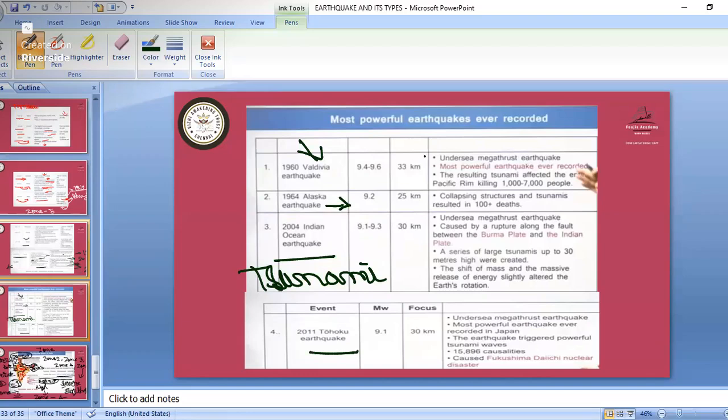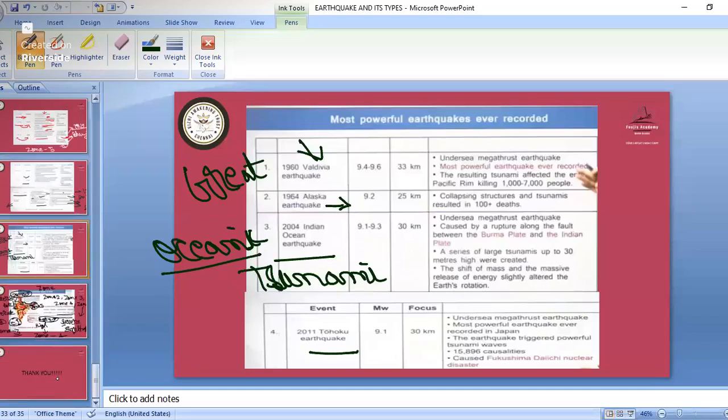In the Valdivia earthquake, what had happened was an undersea megathrust earthquake, the most powerful earthquake. So remember that mostly all those greater earthquakes, with greater magnitudes, will be felt in the oceanic area, not in the continental area. So these are the various parts regarding the types of earthquakes and the distribution of earthquakes. So we have finished this topic, earthquakes and their types and distribution.